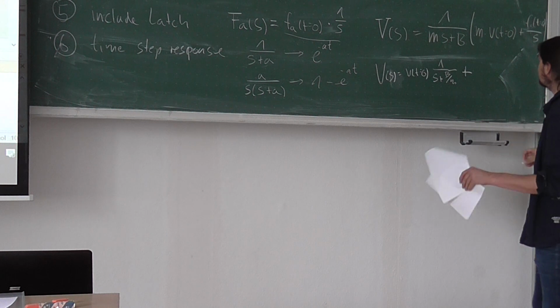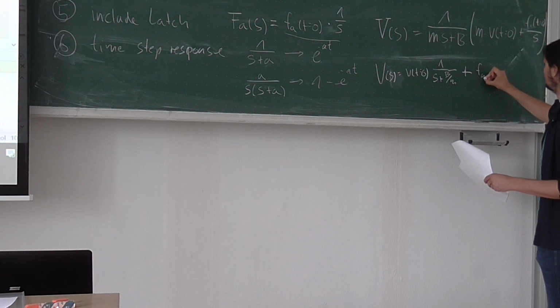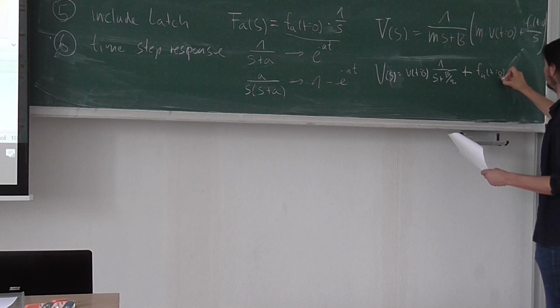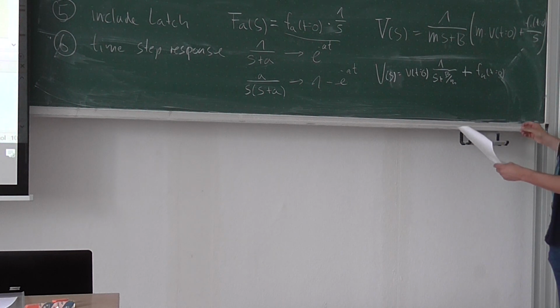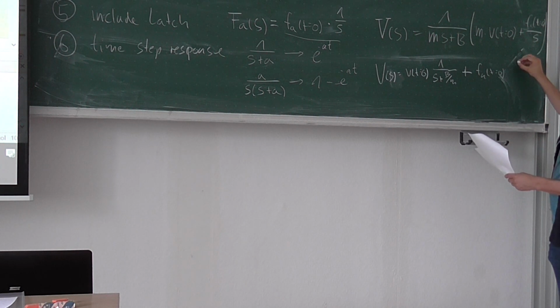That's the first one. And then for F_a at time 0, we have to get it to the format of 1 over m, b over m.